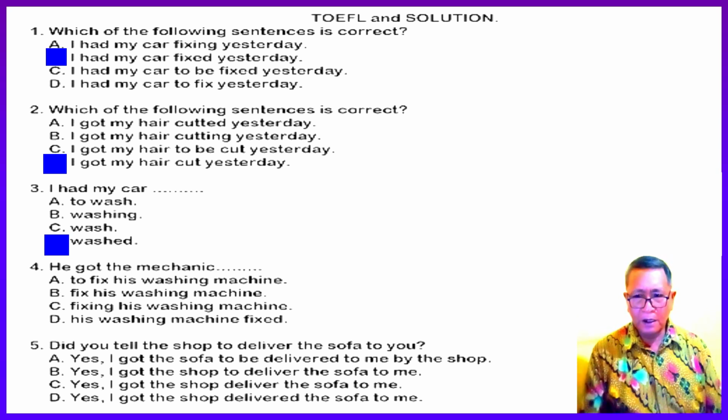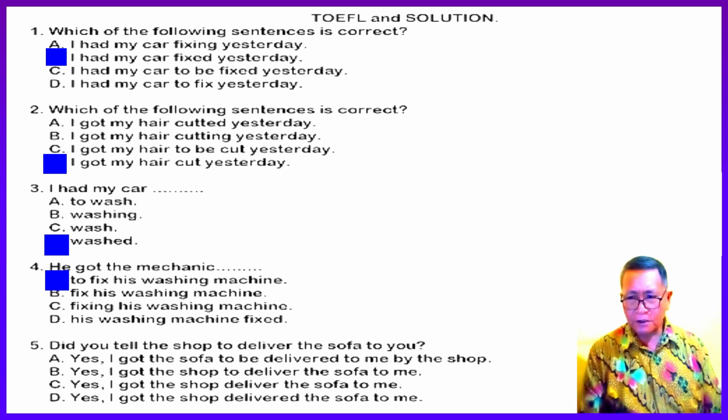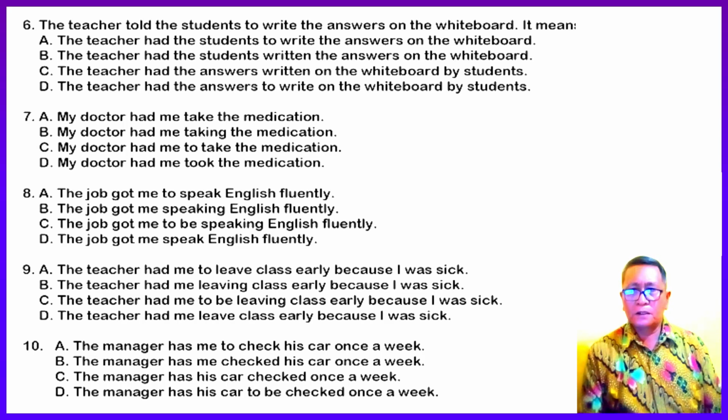Number 4. He got the mechanic blah blah blah. It's okay. A, to fix his washing machine. Number 5. Did you tell the shop to deliver the sofa to you? It's alright. B, yes, I got the shop to deliver the sofa to me. Number 6. The teacher told the students to write the answers on the whiteboard. It means, it's okay. C, the teacher had the answers written on the whiteboard by students.